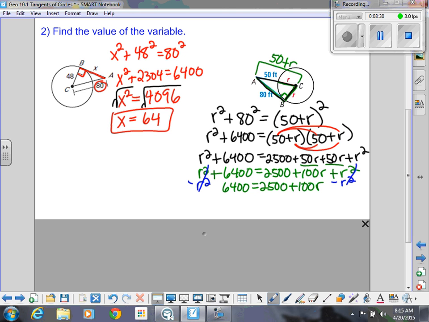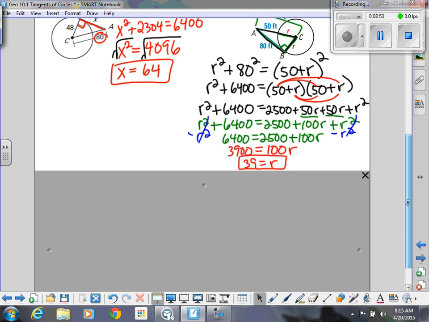So now this is just a simple linear equation that we're used to solving. I'm going to subtract the 2500. That's going to give me 3900. And then I'm going to divide by that 100 on both sides, and that's going to give me r is equal to 39. So my radius of that circle is 39, and we had to do a lot more work on that one in order to solve that.